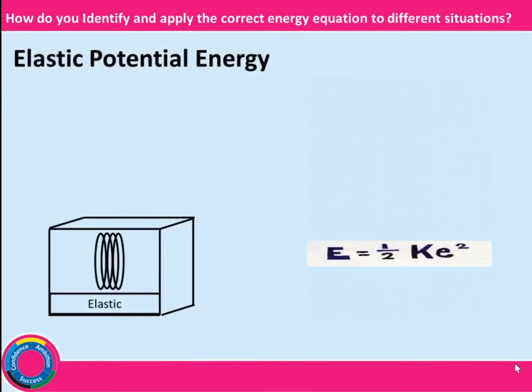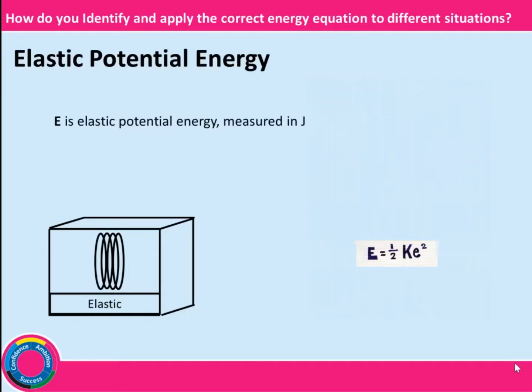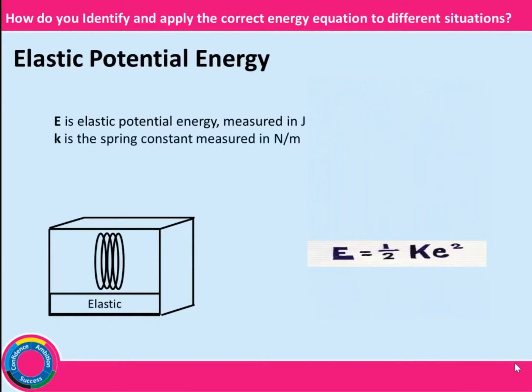First of all, elastic potential energy. This is when objects are stretched or compressed. The equation is E equals half ke squared. E is the elastic potential energy measured in joules. K is the spring constant measured in newtons per meter. And e is the extension measured in meters. So that's elastic potential energy.